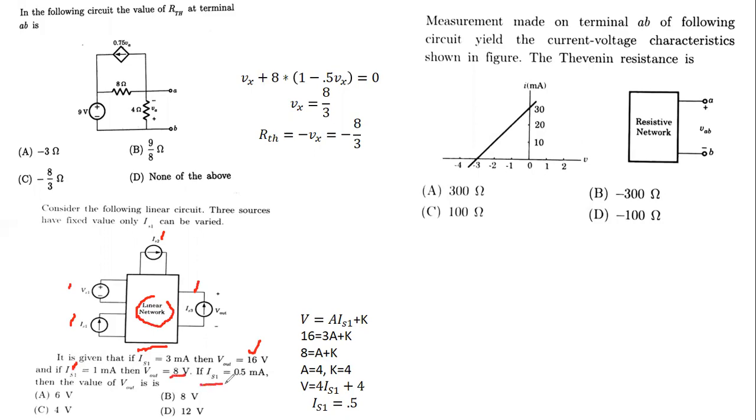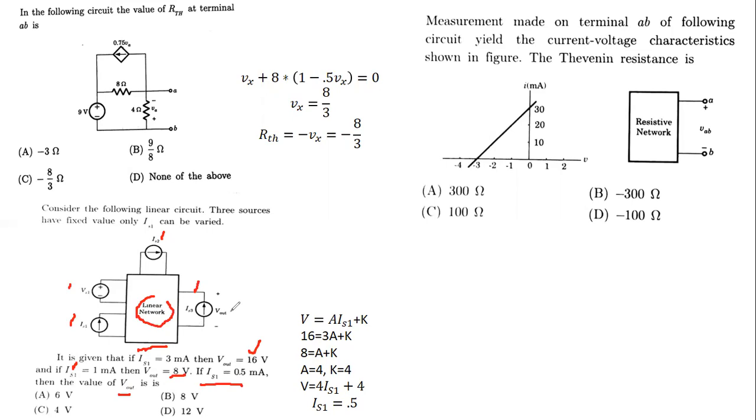So if IS1 is 0.5 milliampere, what is the value of V out? See, because only IS1 is varying while the others are constant, and the network is an RLC type network, it is a linear network, which means it follows the rules of superposition.